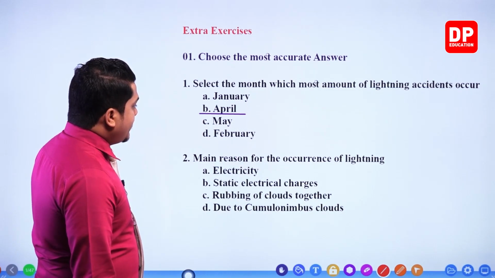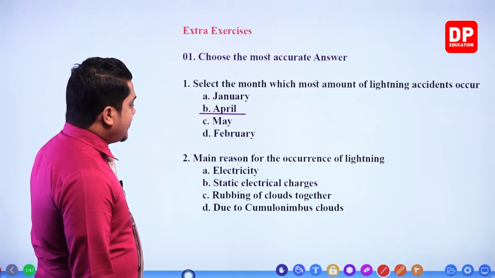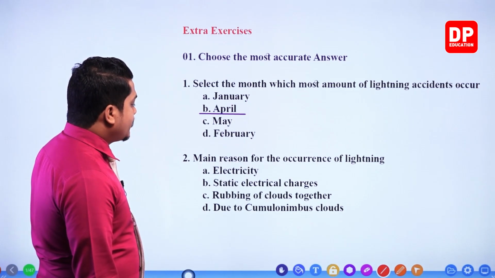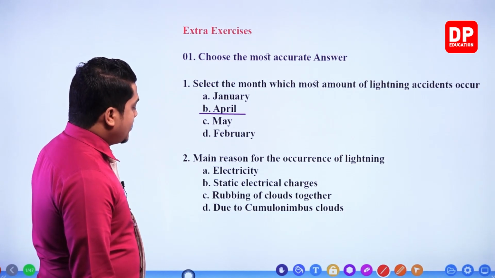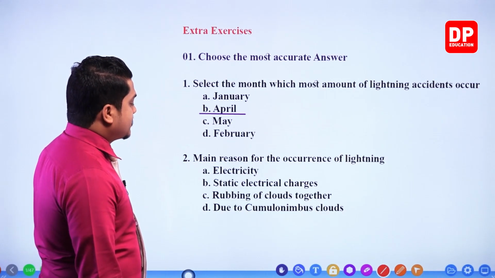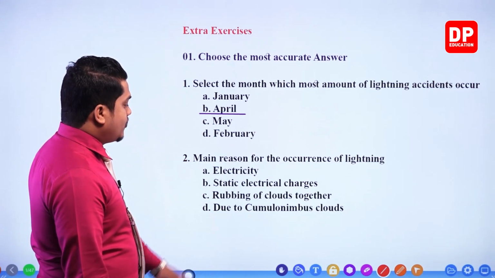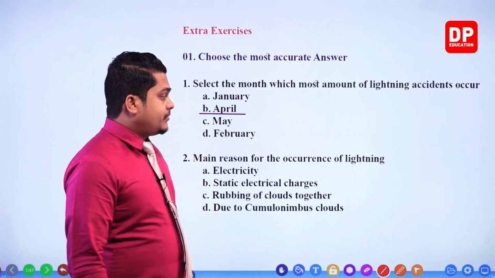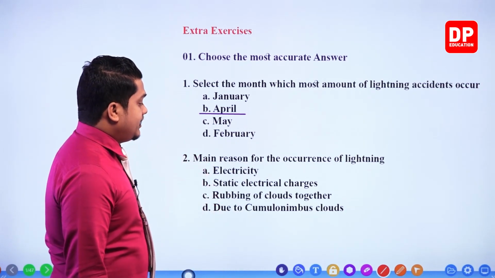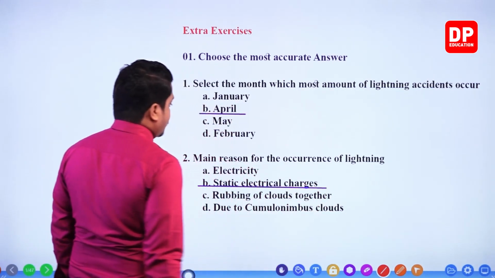Next one. Main reason for the occurrence of lightning: electricity, static electrical charges, rubbing of clouds together, due to cumulonimbus clouds. Even though there is electricity or rubbing or cumulonimbus clouds, lightning will not be created if there are no static electrical charges. So the main reason for the occurrence of lightning is generation of static electrical charges.